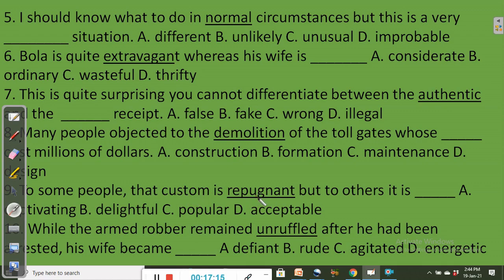All right, so let's look at the options. Option A, captivating. B, delightful. C, popular. D, acceptable. Now, let's look at these options. And of course, option D should be the most appropriate, acceptable.